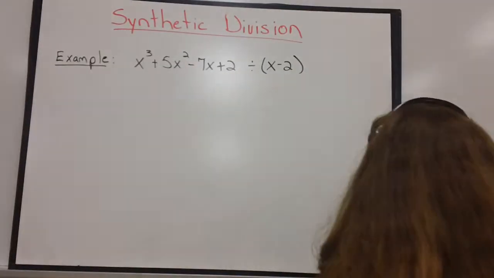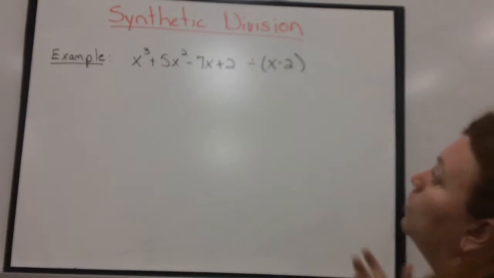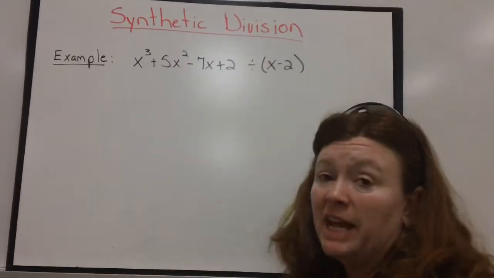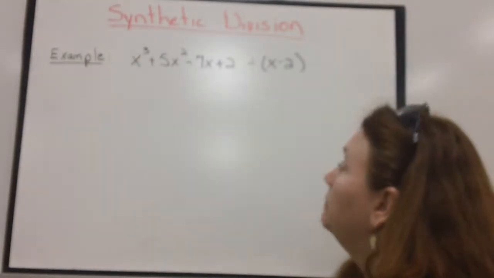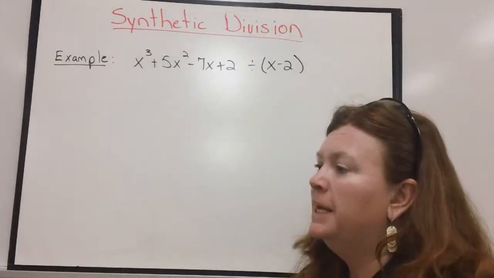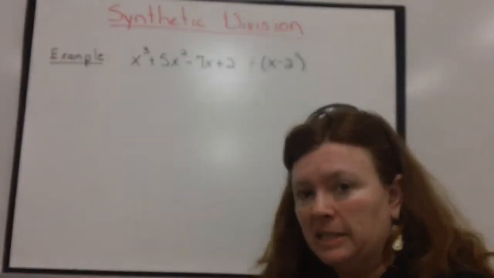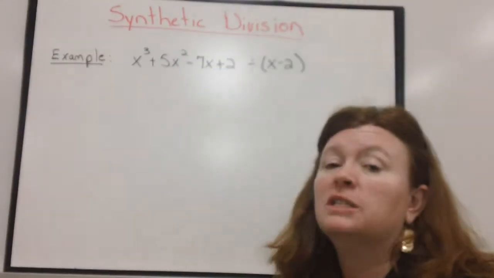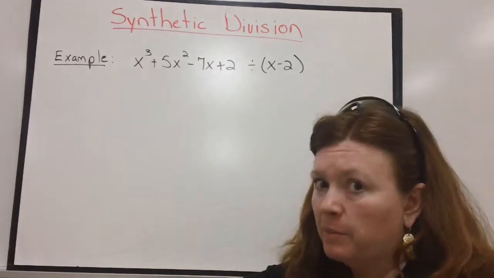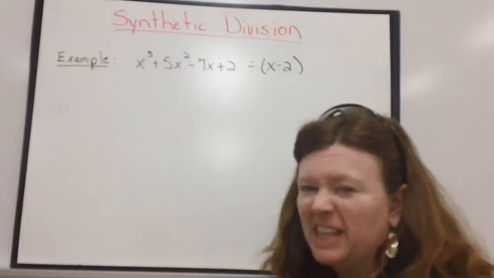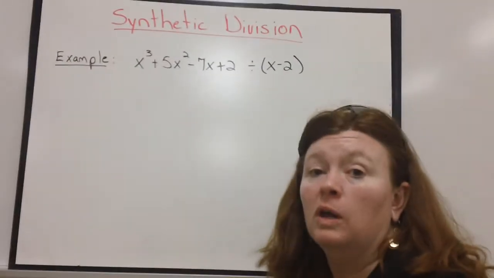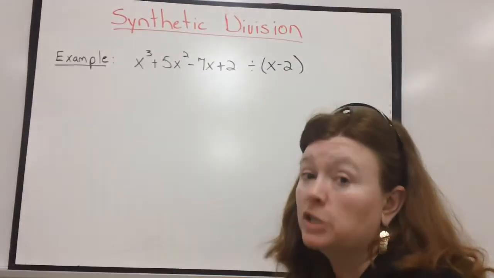Now, my question is, what is x cubed plus 5x squared minus 7x plus 2 divided by x minus 2? Synthetic division is very weird. It utilizes just the coefficients. It leaves all the variables out of the problem until the very end, and then it puts them back in. But right now, we're just going to focus on all of the coefficients, numbers only.